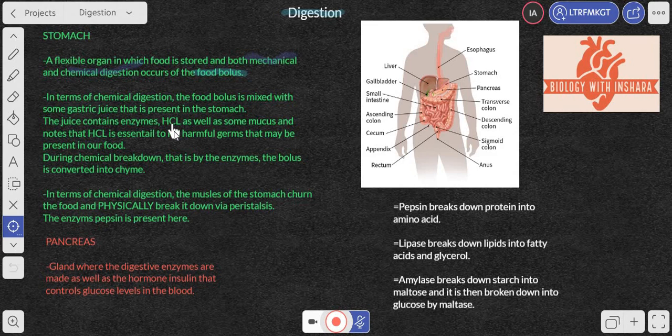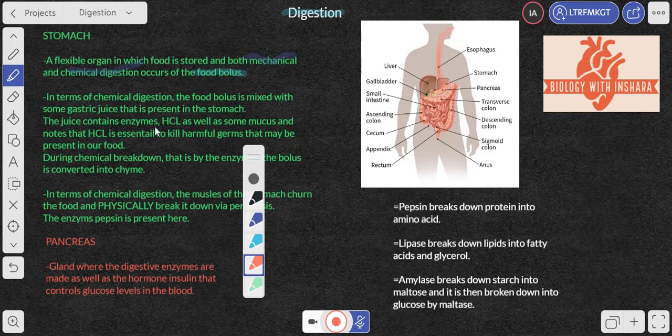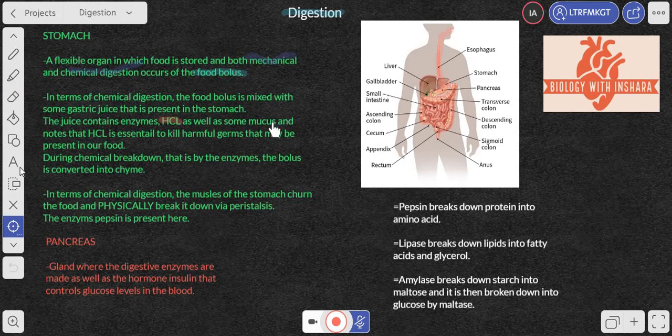There is an acid present in your stomach called HCl. This is very important, and I'm going to highlight this for you. An acid called HCl is present, as well as mucus, and note that HCl is essential to kill harmful microorganisms that may be present in your food. If you have consumed anything that may contain harmful germs, the hydrochloric acid does a pretty good job at killing them, so that you don't end up with food poisoning. However, at certain times the germs on your food may be a bit strong, so your hydrochloric acid is not always successful, but it tries to do its best.